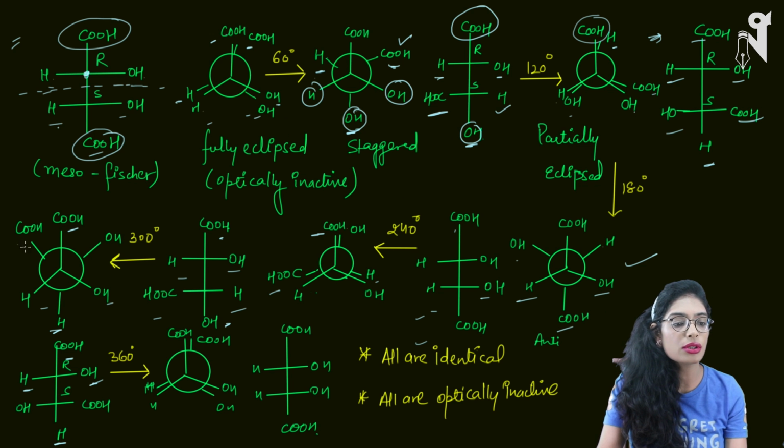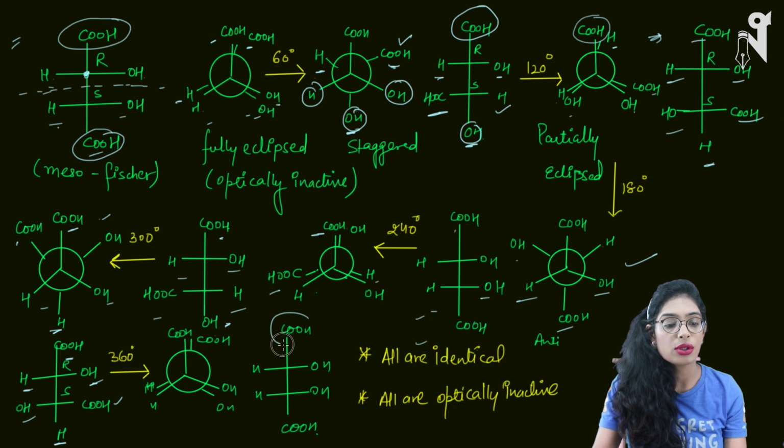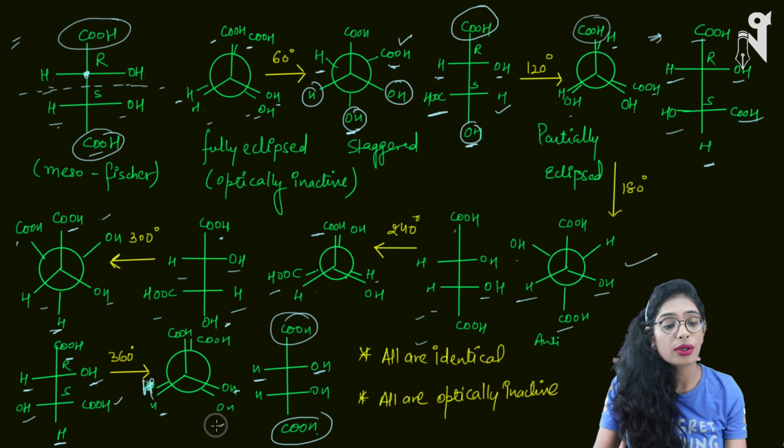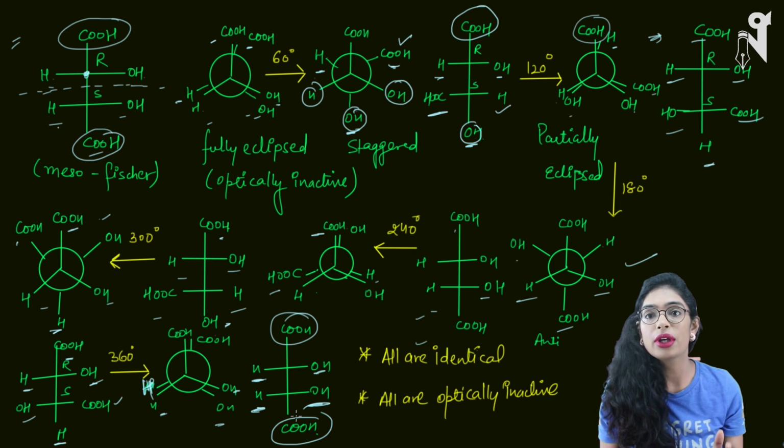Then swap the position. COH on left, I'll write it on right. OH on right, I'll write it on left. Again rotate it, and I'll get COH on the top, and H and OH here, H and OH here, COH down here. What you have is hydrogen on right, hydrogen on left, and OH on right. That's exactly how we are going to place it.